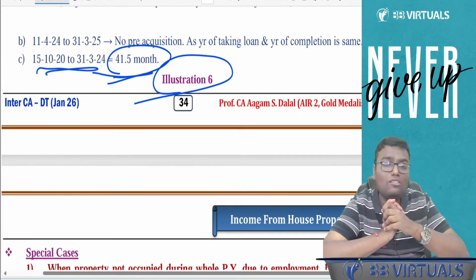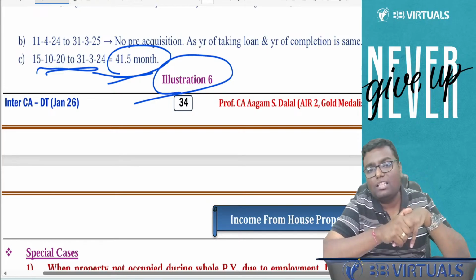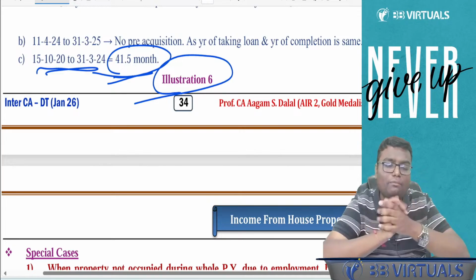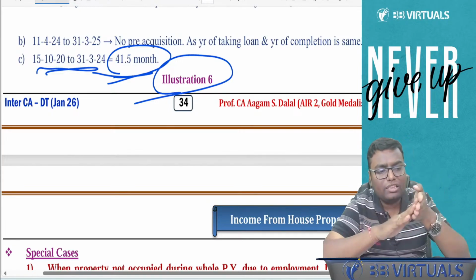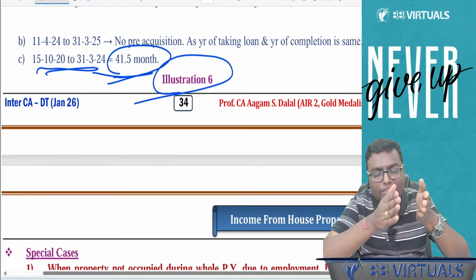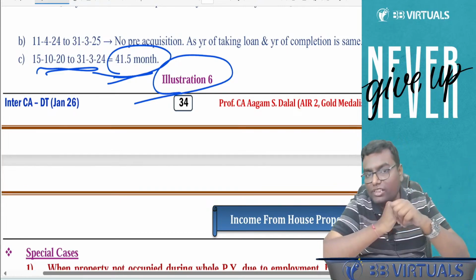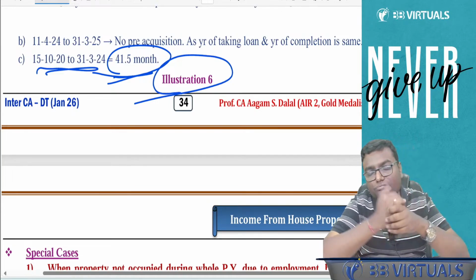First condition, purchase or construction should be completed on or after 1st April 1999. Second condition, purchase or construction to be completed within 5 years from end of year in which loan is taken. If the loan is taken in one financial year and construction is completed in another financial year, deduction will start from that second year. Whatever interest is paid before that is called pre-construction interest, and that is allowed as a deduction over a tenure of 5 years.